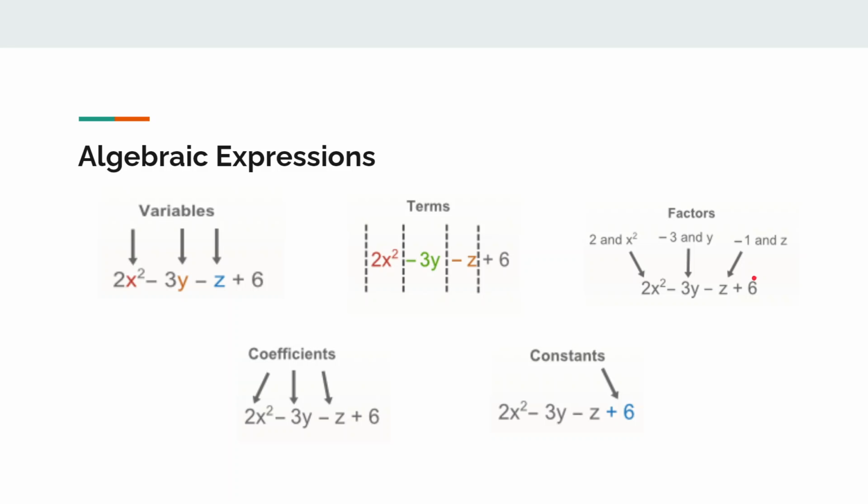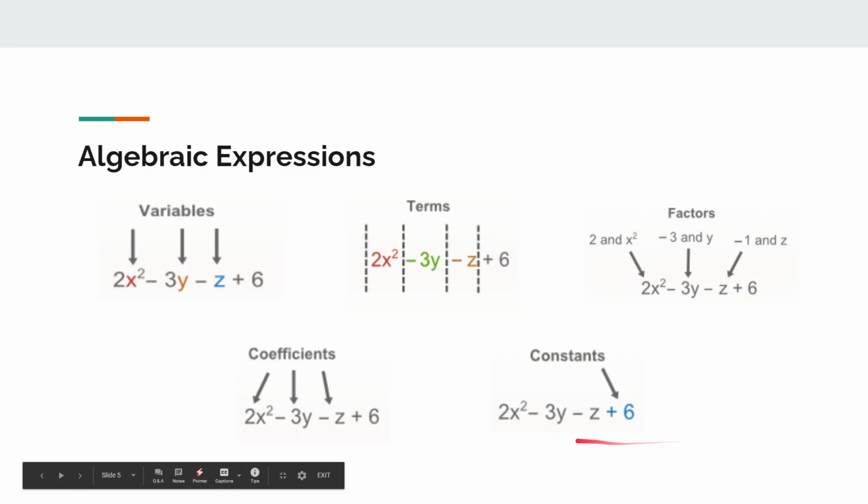Then we have coefficients, which are 2, -3, and -1, and then the constant right here. So by using these visuals, you should be able to identify any parts of any algebraic expression.